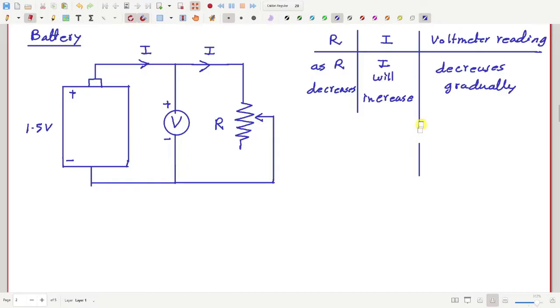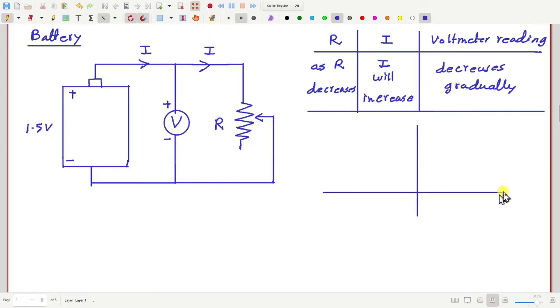And if we make a graph, voltage versus current, we shall see a graph which is like this, which is not constant as we expect for ideal perfect voltage sources. Voltage is not constant, but it gradually decreases. Okay, why does that happen?